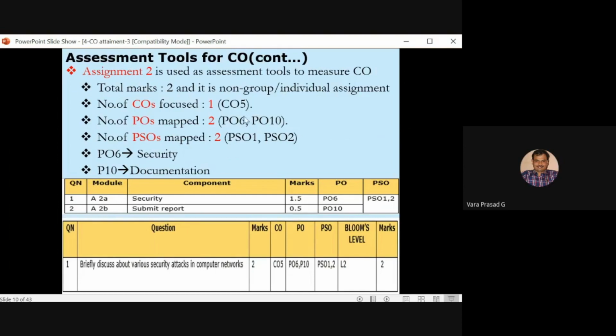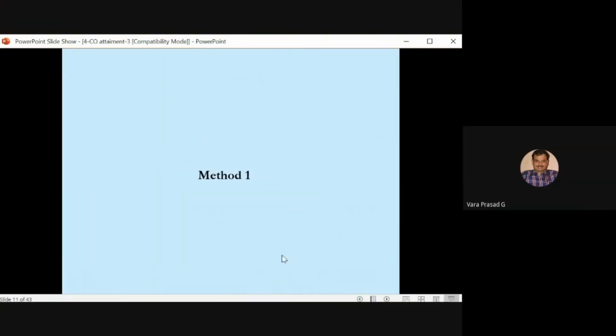It is related to security, PO6. Now, if the student does the task on a security related problem, then you will allocate 1.5 marks. If the student submits the assignment, then you give 0.5 marks out of 2. So what POs are you targeting here? PO6 as well as PO10. Which CO? It is CO5. Now, in order to calculate the CO attainments, we are using 2 approaches here.